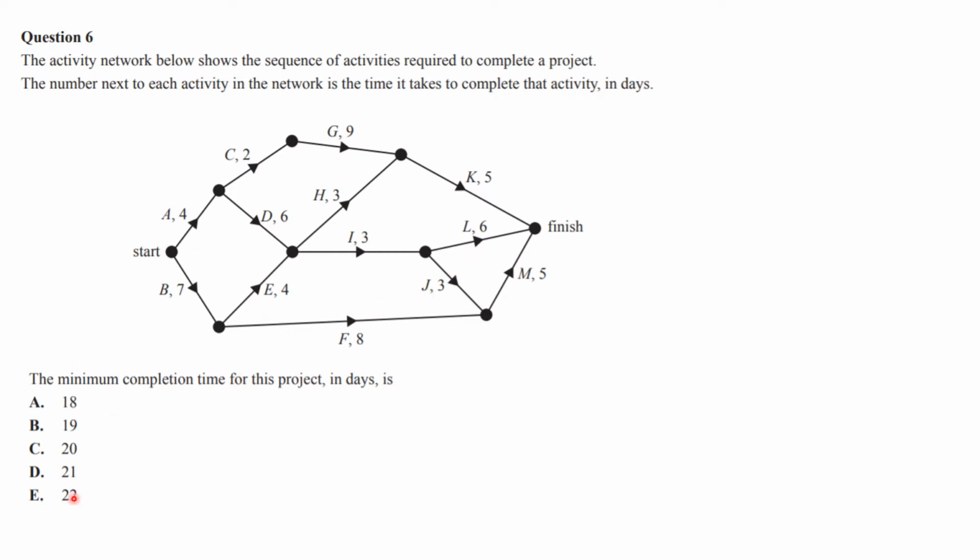Now, you've got some values, so you can just try out a few paths and do some elimination and try and find the values. But let's do it properly. And remember, you only need to do a forward pass to find the minimum completion time. The backward scan is to actually name that critical path. But once you get a value at the end there, that's the answer.